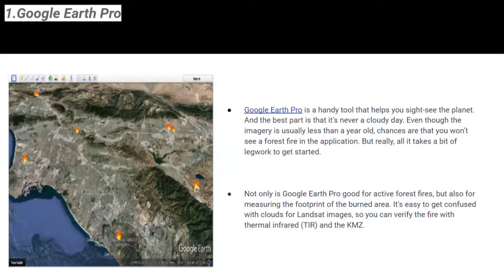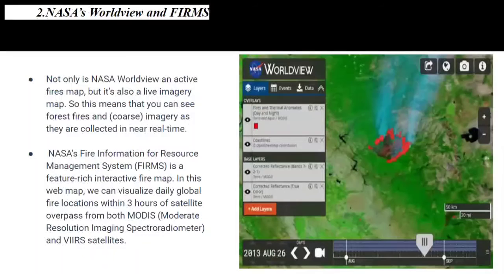It is a handy tool that helps us to see the planet, and the best part is that it's never a cloudy day. Even though the imagery is usually less than a year old, chances are that we won't see a forest fire in the application. Not only is Google Earth Pro good for active forest fires, but also for measuring the footprint of the burn area. It's easy to confuse clouds in Landsat images, so we can verify the fire with the thermal infrared and the KMZ. Now the second one is NASA's Worldview and FIRMS.